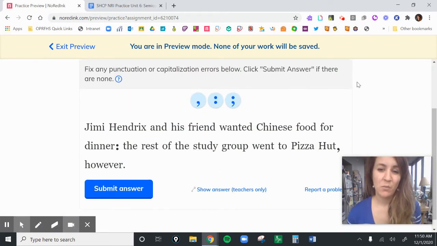Jimi Hendrix and his friend wanted Chinese food for dinner. The rest of the study group went to Pizza Hut, however. So this one's not introducing this one, so I'm just going to use a semicolon. I have a comma here, setting off the THAMOS.